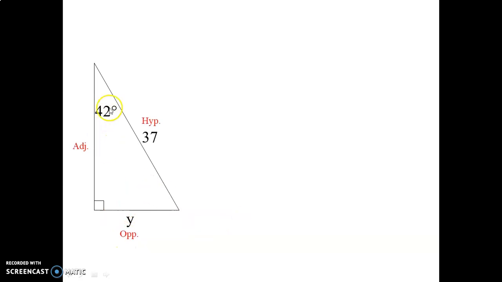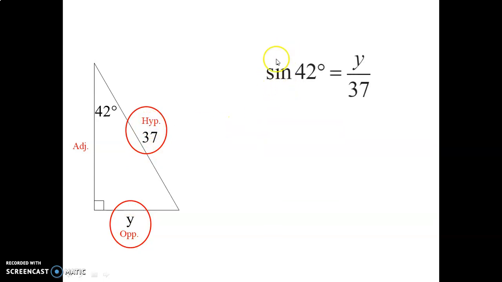So first of all, I've looked at angle 42. It's the one I'm given. That is the opposite side from that angle. This is the adjacent side, and this is the hypotenuse. So looking at this, we don't know anything about the adjacent, so we can ignore that. But we do know the hypotenuse, and we are looking for the opposite. So we're looking for the trig ratio that connects opposite and hypotenuse. And if we remember correctly, that's the sine ratio.